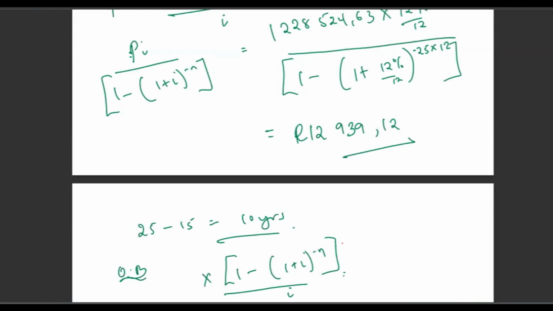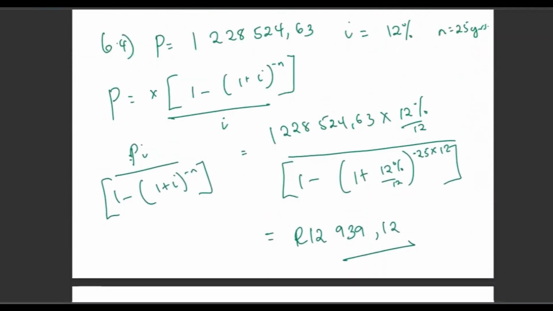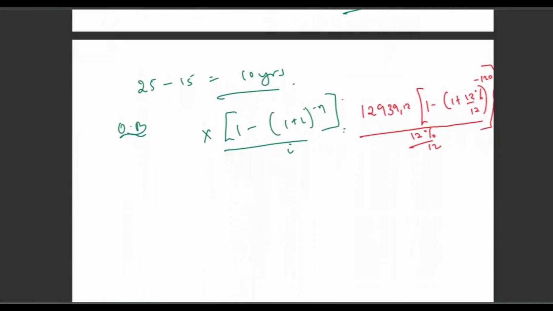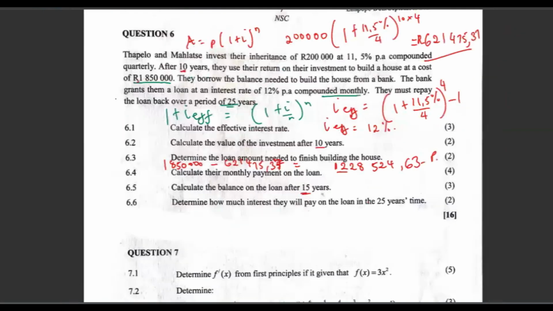So the monthly payment is 12,939.12 into 1 minus 1 plus the 12% over 12 to the exponent of negative 120. Everything should be divided by the 12% over 12. All right, so if we punch this into our calculators, we're going to end up with 9.8. So that will be the balance that is outstanding.